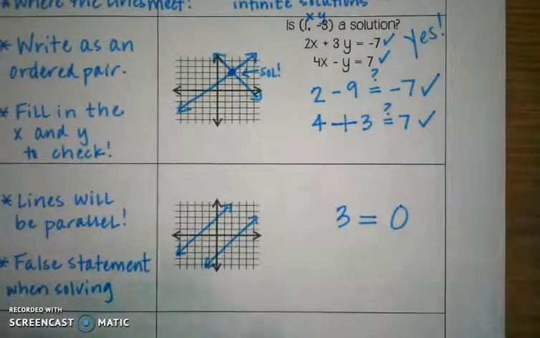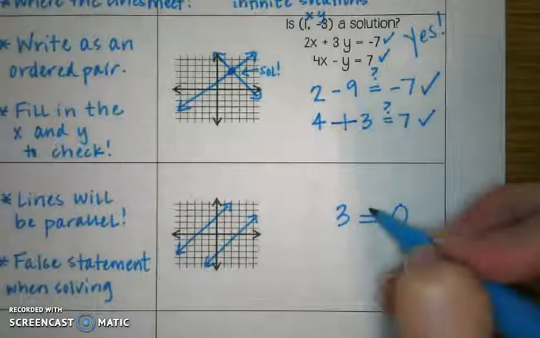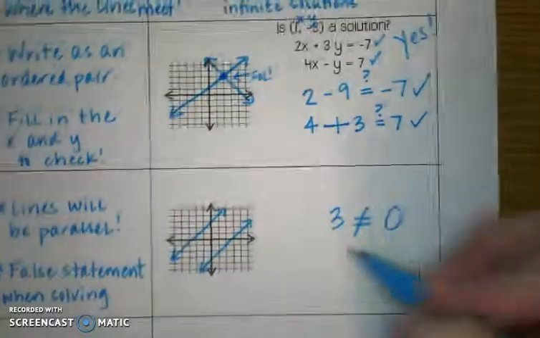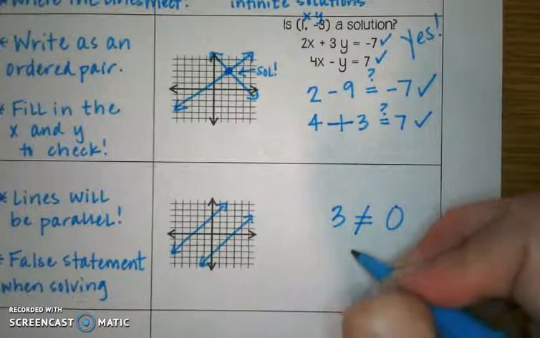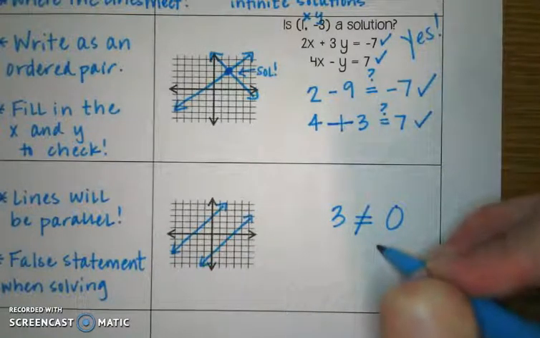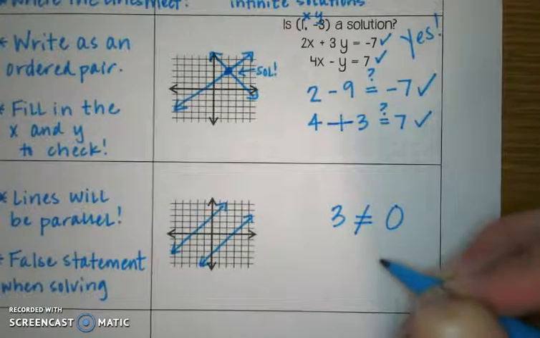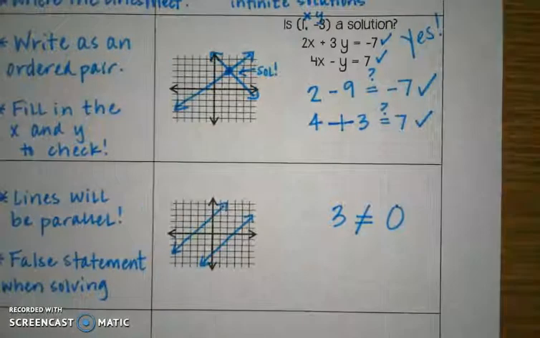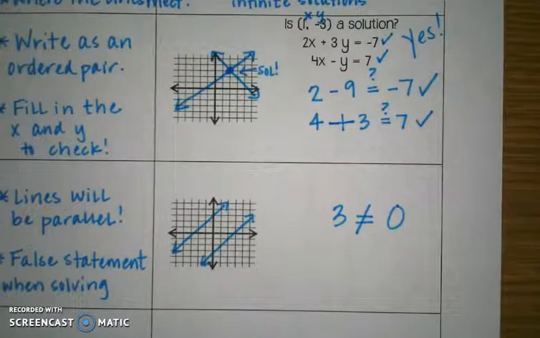All right, what do we know about this? We know that 3 does not equal 0. So if you get a statement that is false, this tells you that there is no solution. We'll talk more about that when we get to the back. All right, the next one.